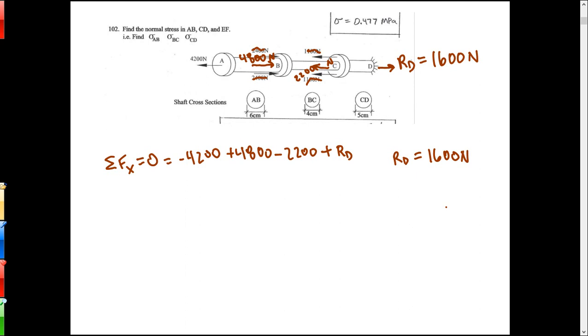All right, y'all good with that? Now I find that reaction so that I'll know all the forces acting on the object. That's why I'm doing that. Okay, now I'll probably want to get the areas of these cross sections. So for instance, this one right here is 0.00283 square meters. I just stay in meters when I'm doing metric stuff.